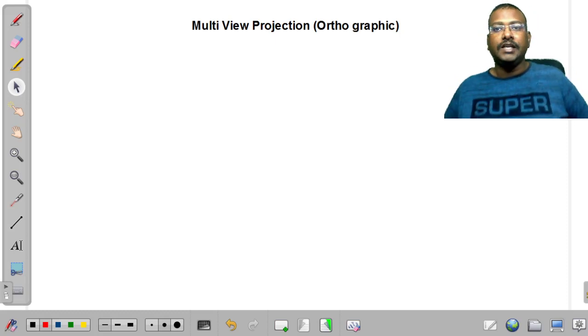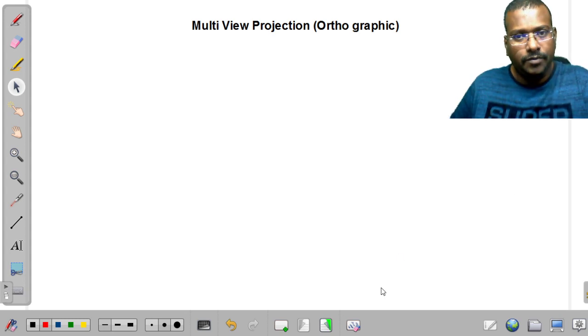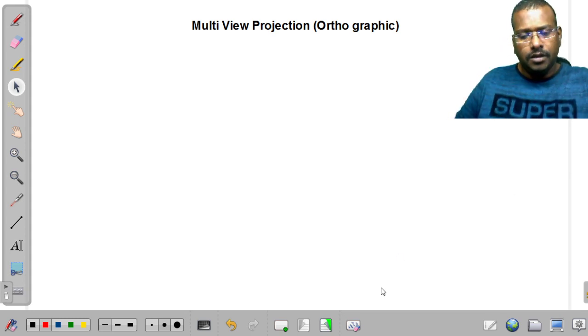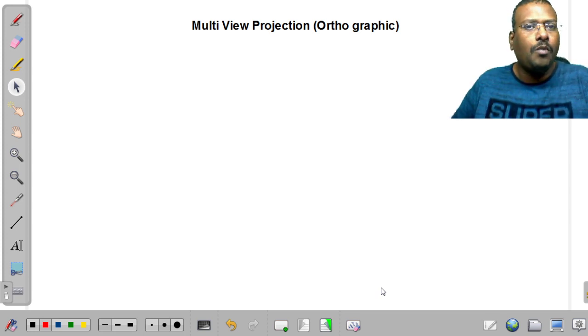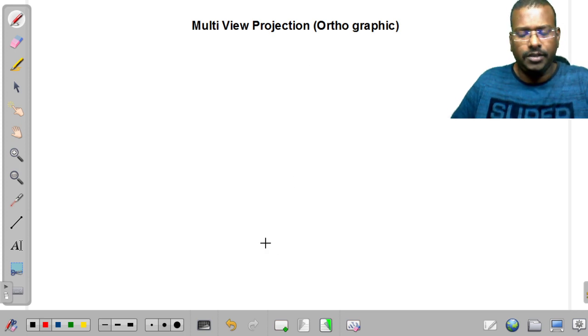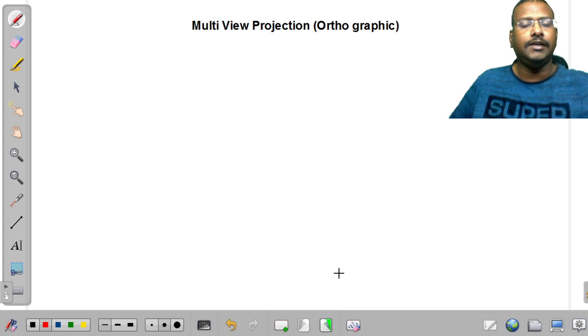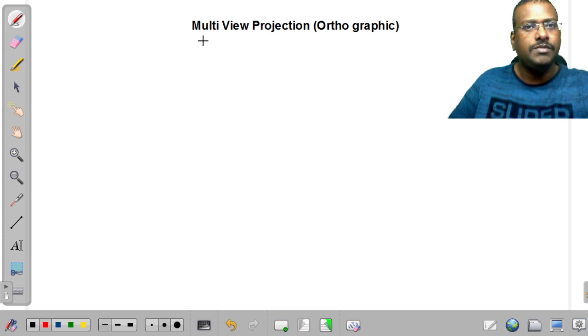Hi friends, in this video we will learn about multi-view projection. What are the different views? Most people consider multi-view as orthographic projection. If you ask many people in colleges, whenever they draw the front view, top view and side view, they will consider it as orthographic. Strictly speaking, it is not only orthographic, it comes under multi-view.